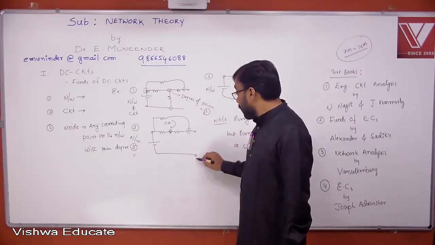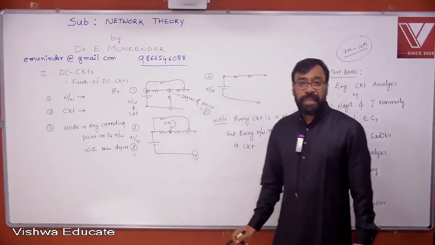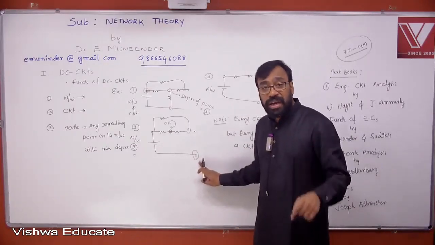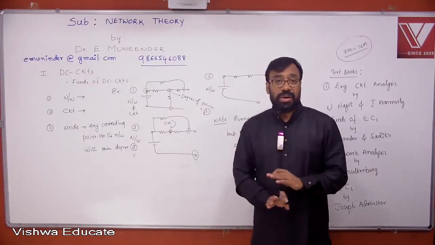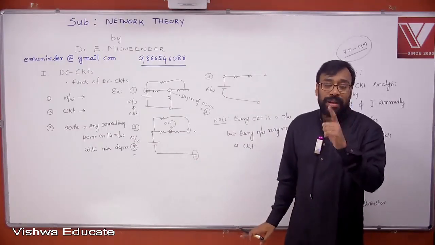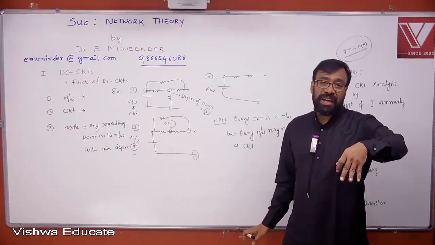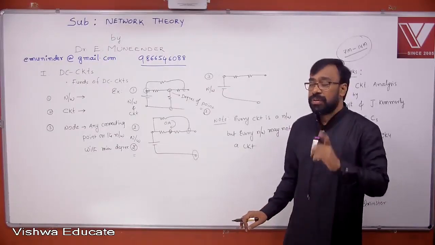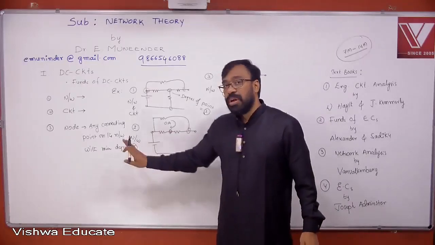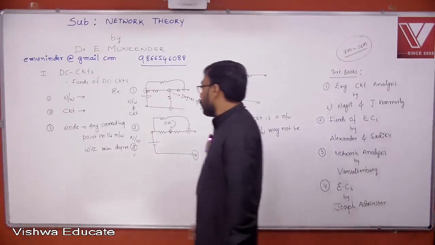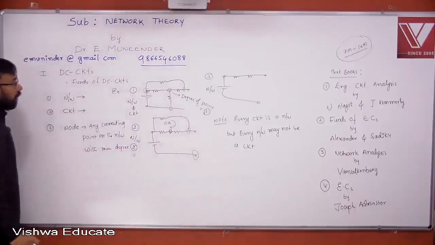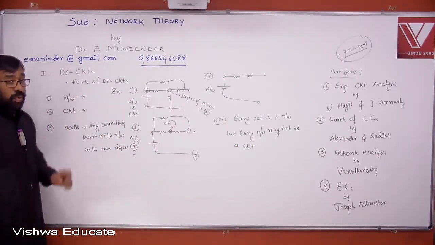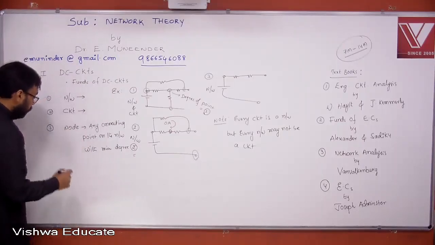But this one is not a node. What is the reason? Because there is only one element connected at this particular point. Therefore, I cannot call it a node. The degree is only 1 here. The element is just floating in air, and there is no other element connected at that point. The degree must be at least 2 to call any connecting point a node. So this is how you define a node.